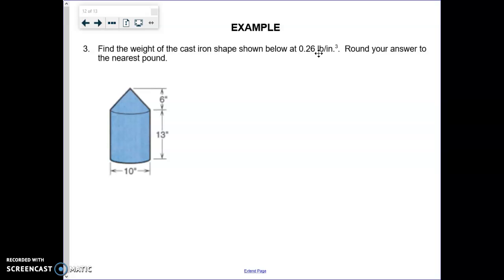So let's take a look at, first of all, what figures we're dealing with here. And it looks like we're dealing with two different figures. The top of this cast iron shape, which means it's probably pretty heavy, is a cone. And then the bottom of it looks to be a cylinder. So the two figures we're dealing with are a cone and a cylinder.